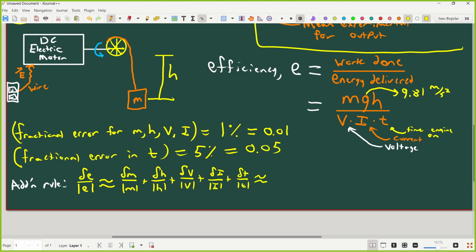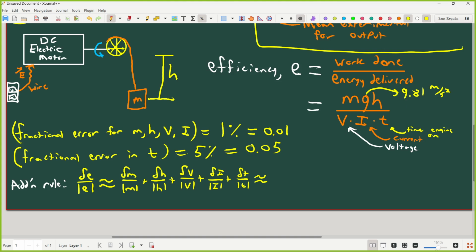All right, we're just going to add them up. Right? That maybe is a reasonable way to do it. We saw that, as we're going to see, this is the worst case scenario for the error, and I'll explain why. So how do we calculate this? Well, we already have the numbers for all of these. This is the fractional error in m. It's 0.01. We could just substitute them all in, until we get to t where it's 0.05. So these numbers are just these fractional errors.